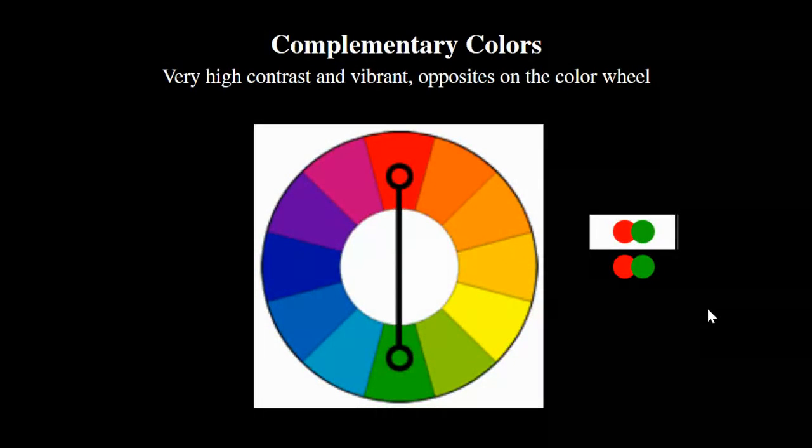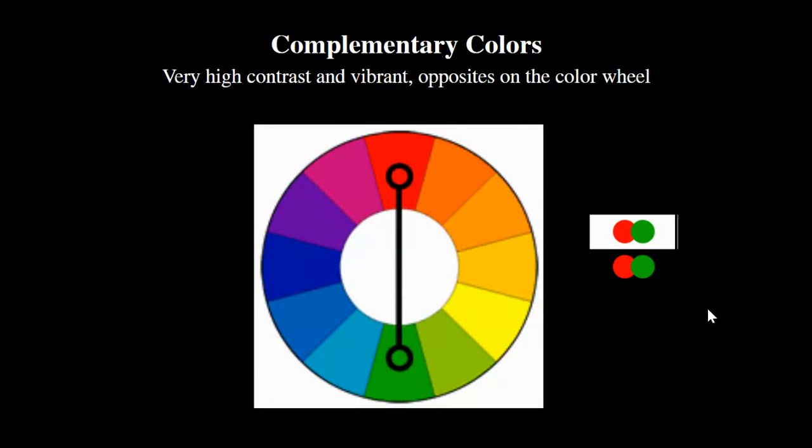Okay, so now we're getting more into color schemes. This is also on your worksheet, complementary colors. These are very high contrast and vibrant, and they're opposites to one another on the color wheel. So you can see how the red and green are complementary colors because they're just directly across from each other.